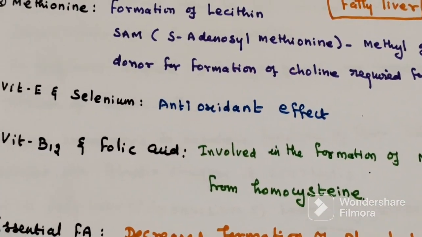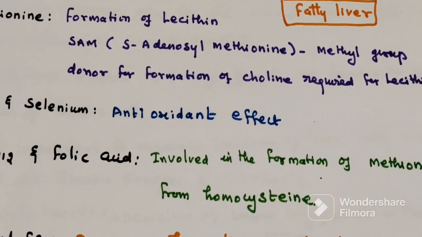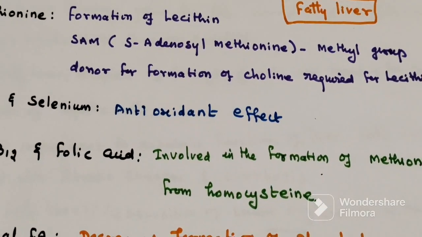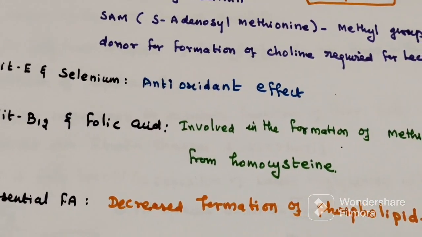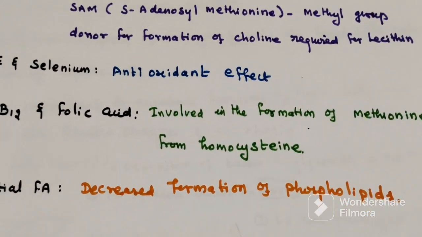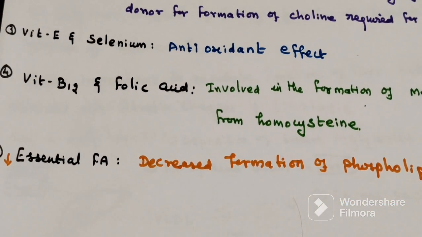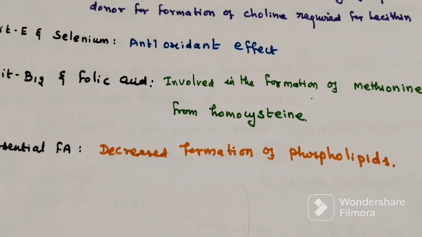Then vitamin E and selenium are also lipotropic factors because of their antioxidant effect. Then vitamin B12 and folic acid are involved in the formation of methionine from homocysteine. Then with essential fatty acid deficiency, there is decreased formation of phospholipids.